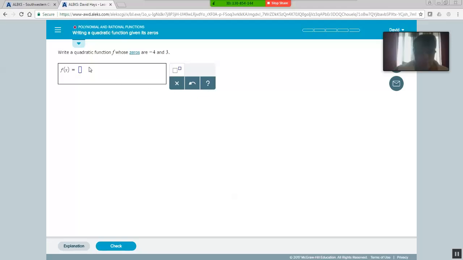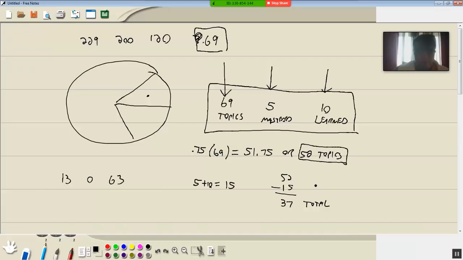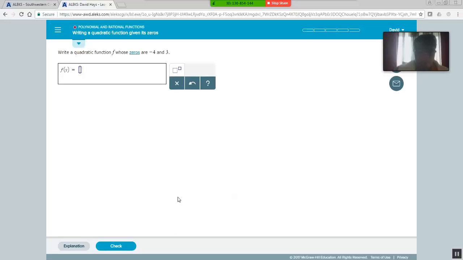Now, negative 4 and 3. And it says to write a quadratic function given those. So if I take those over, I get x plus 4. This one I get x minus 3. And if I FOIL those, I get x squared plus x minus 12.